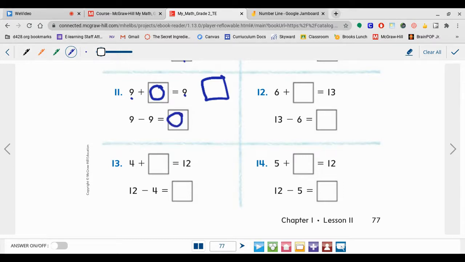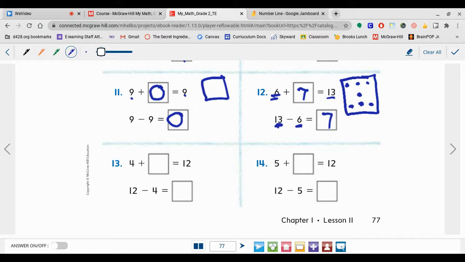All right, let's take a look at number 12. For number 12, we've got 6 plus something equals 13. I'm going to start with 6. When I hit 13, I'll stop. So 6, 7, 8, 9, 10, 11, 12, 13. How many did I just draw? 1, 2, 3, 4, 5, 6, 7. So 6 plus 7 equals 13. I'm going to take my sum and start with that. So that's 13. Use my addend to be that one. So 13 minus 6 is going to be my other addend, which is 7. So 13 minus 6 equals 7.